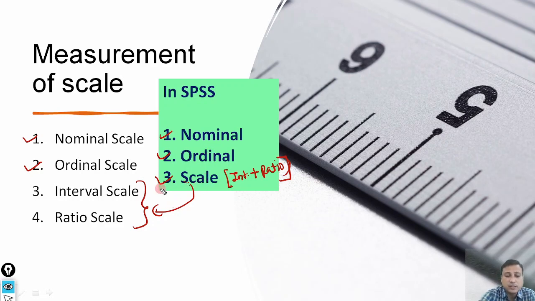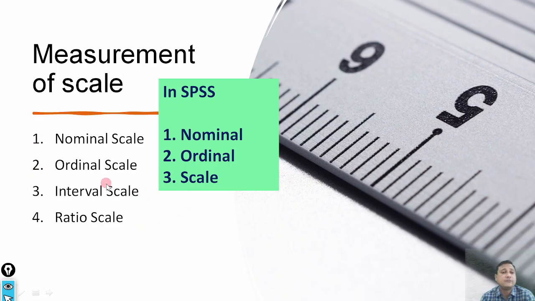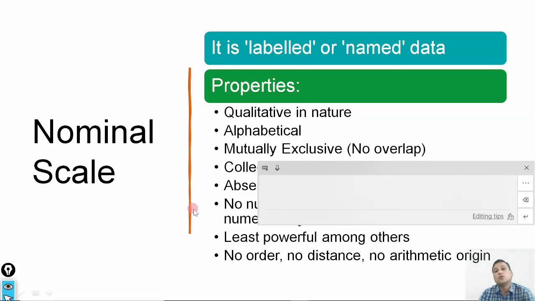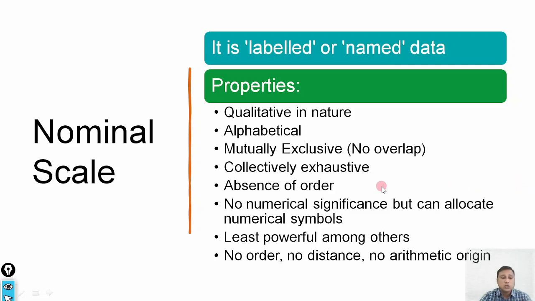But theoretically, there are 4 different types of measurement scale. And in this lecture, we are going to understand the meaning of each one of the measurement scales. So let me take you to the nominal scale first. What is nominal scale? Nominal scale is labeled or named data. If you have a variable where you have only alphabetical responses, named responses, or labeled responses, then it will be known as nominal scale data.